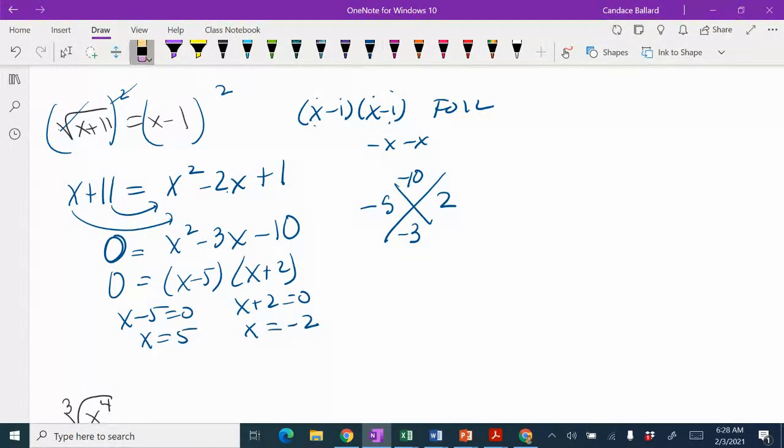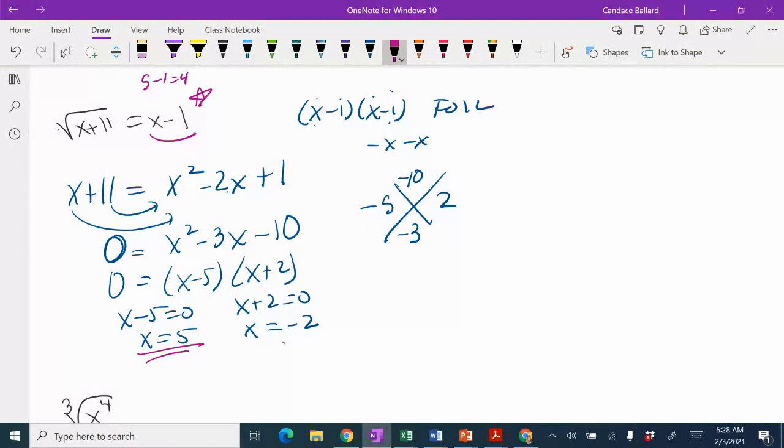I do need to go back to my original. So I'm going to kind of erase here. I'm going to go back to my original and substitute in to see if I have extraneous solutions. So really what I'm looking for is to see if this side here ends up being a negative. When I put a 5 in there, I get a positive. So I'm confident that the 5 is a good answer.